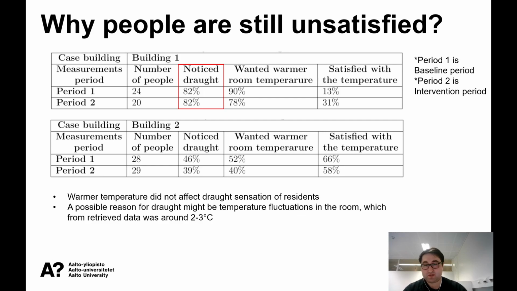This slide shows the percentage of dissatisfaction of the residents during the periods, baseline and intervention. So if air velocities were in acceptable limits, why might people still be dissatisfied? In my opinion, one of the reasons might be the large temperature fluctuations in different parts of the room. From temperature measurements, it was seen that the difference was 2-3 degrees, which is common for naturally ventilated apartments.